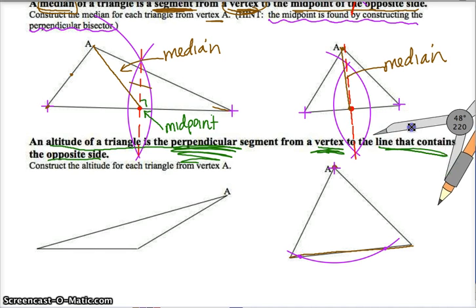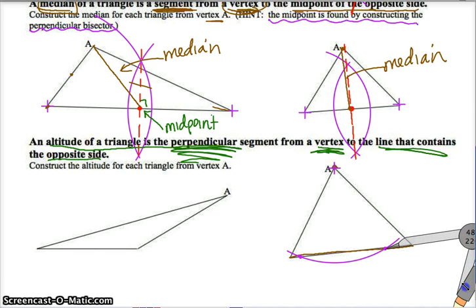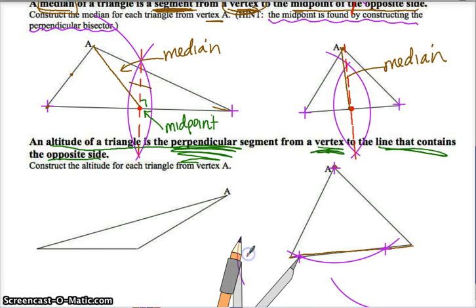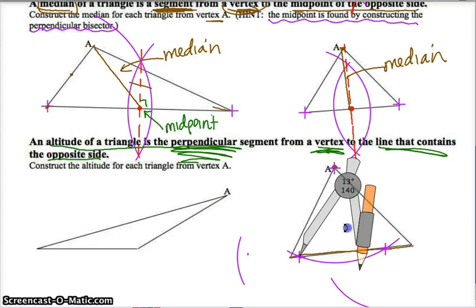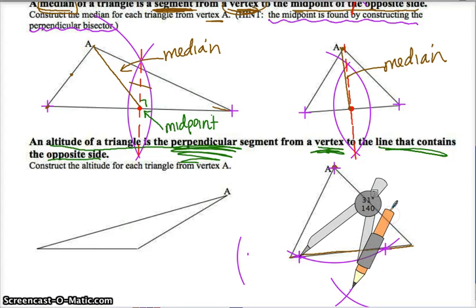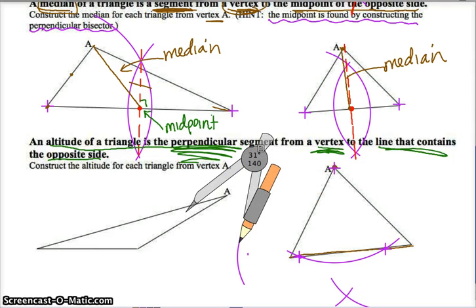So now I move my compass point, I make a perpendicular bisector basically. I'm just going to do my little swoop here. I go to the other intersection point. Try not to make too much of a mess. I do my swoop here, and then I'm going to connect this point with this point here.